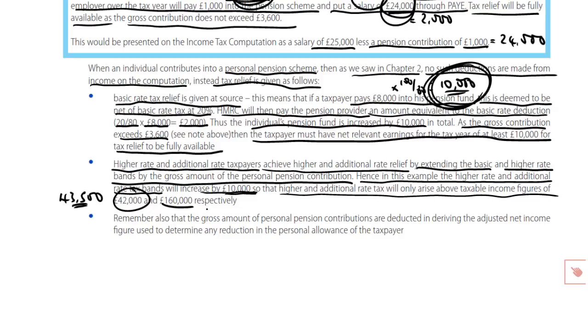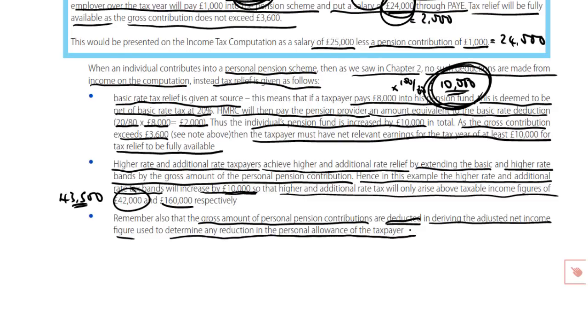If you are dealing with a personal pension contribution, then what we focused on back in Chapter 2 was also the idea of when you computed your adjusted net income, a necessary calculation if it went above £100,000, because it would create a restriction of your personal allowance. The gross amount of personal pension contributions is deducted in deriving the adjusted net income figure, which, as we've just said, is used to determine if there is any reduction in the personal allowance of the taxpayer.